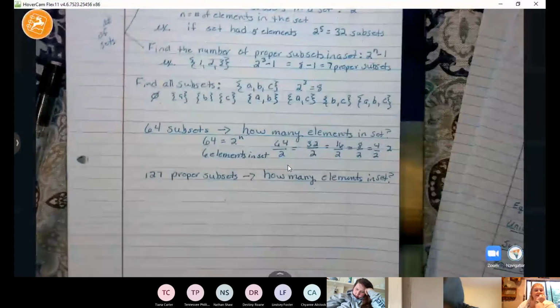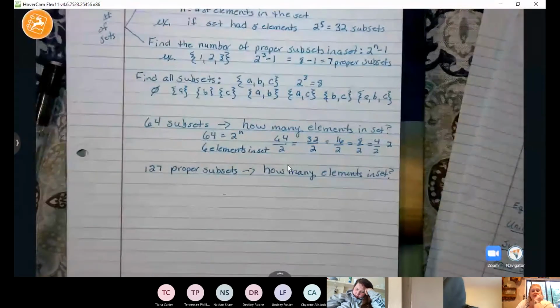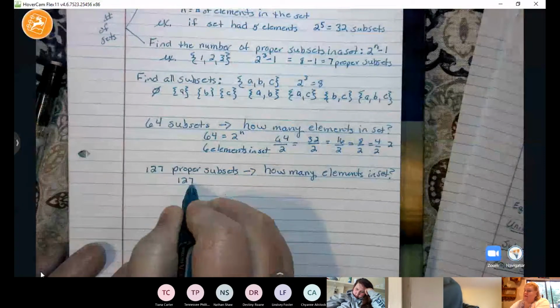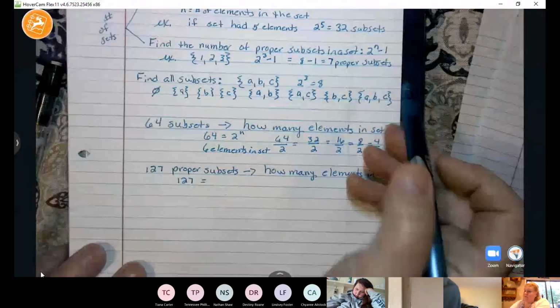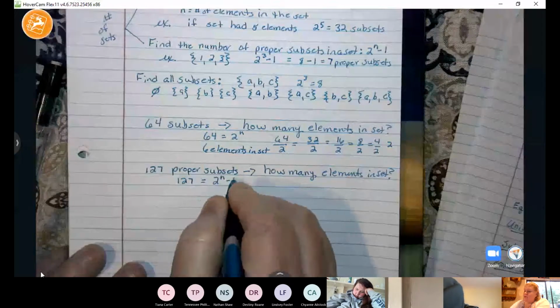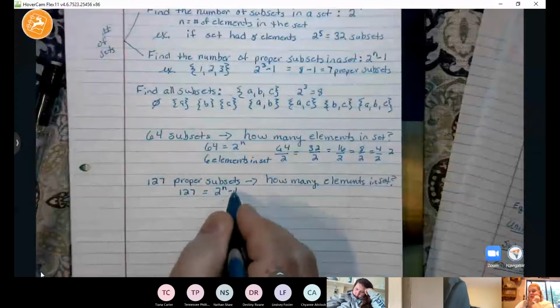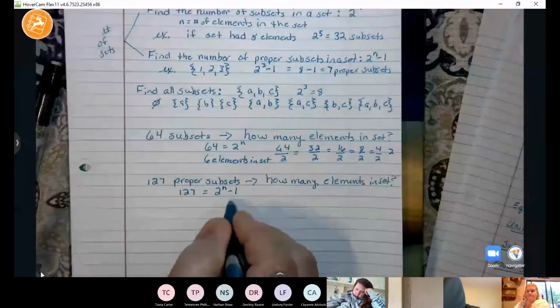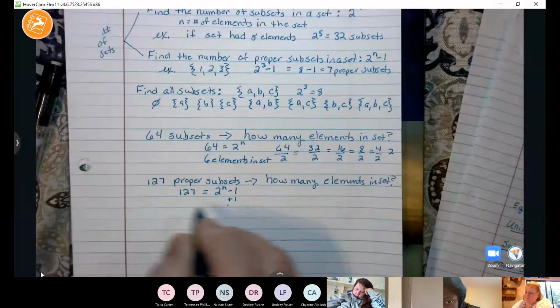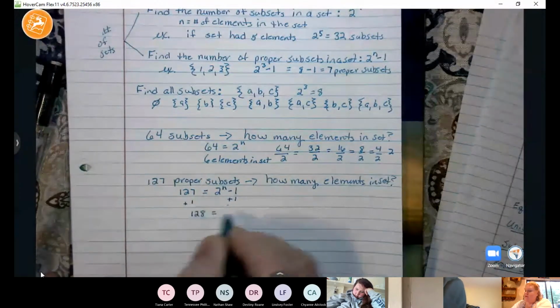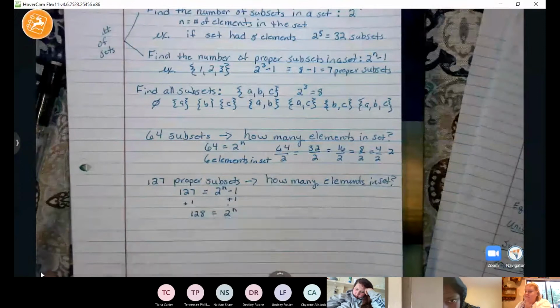Okay, if I had 127 proper subsets, how many elements are there in the set? Again, this is a working backwards problem. So 127, taking my little formula, 2 to the n minus 1, what will I do first? I will add 1 to both sides. So I get 128 equals 2 to the n.